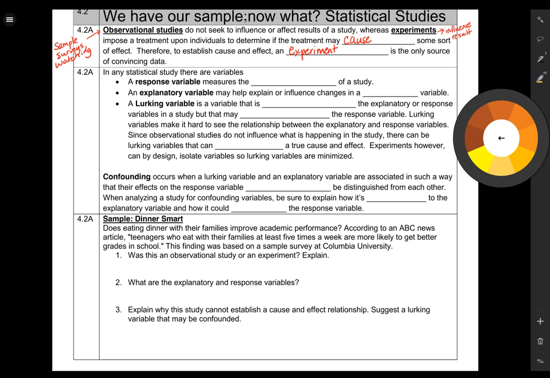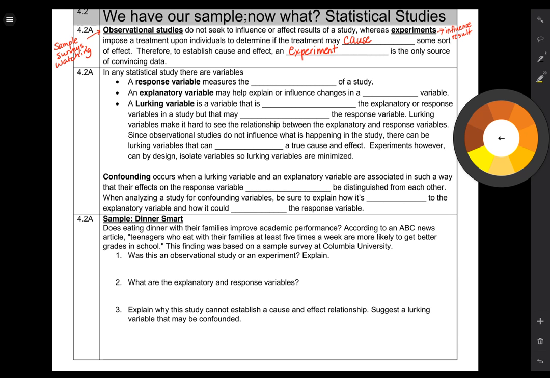However, with experiments comes the fact that most people are going to volunteer, so it must involve a voluntary response. And that is bad sampling. With bad sampling, we can't infer to the population, but we can establish that cause and effect.